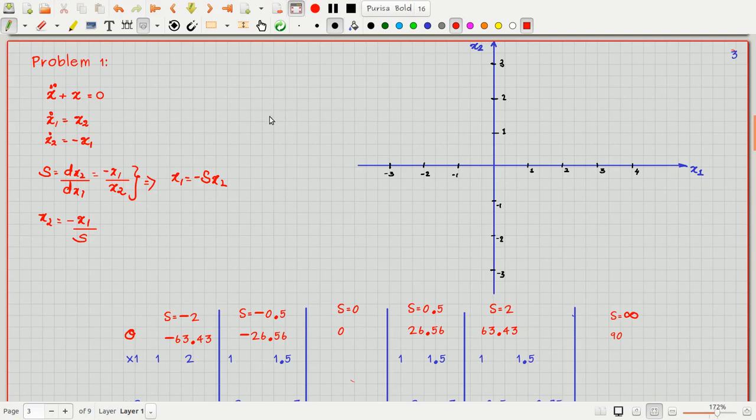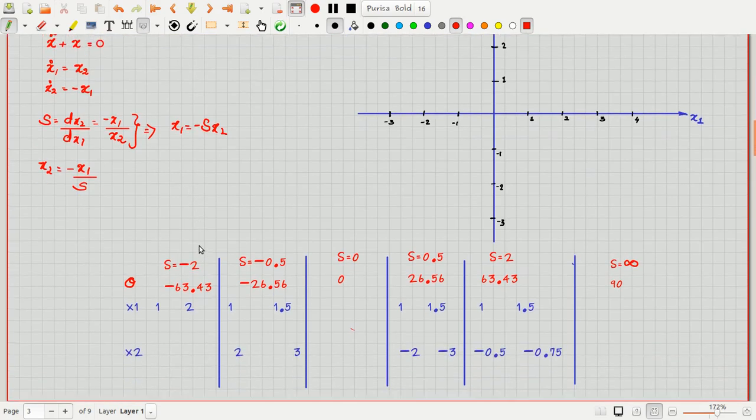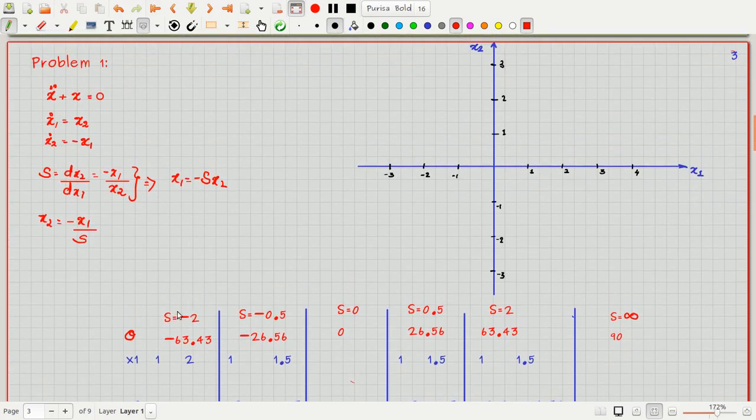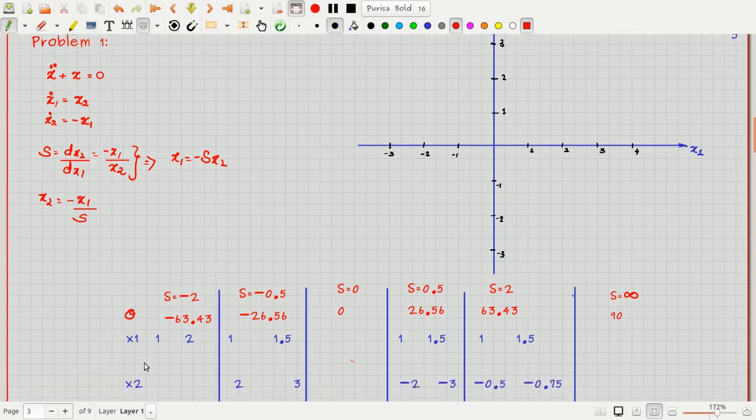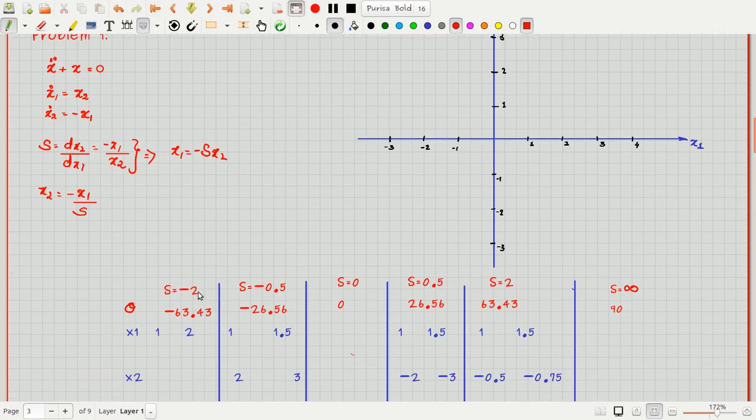We will choose the initial point after some time. So now we will see, I have already created a little bit of the table, but I have not filled in some values here. So let us take the initial point here. I have chosen some values for the slopes.